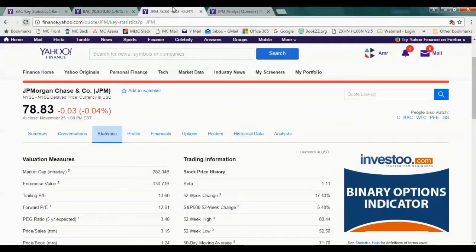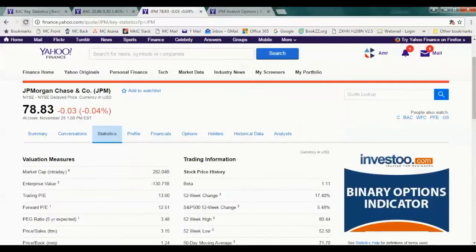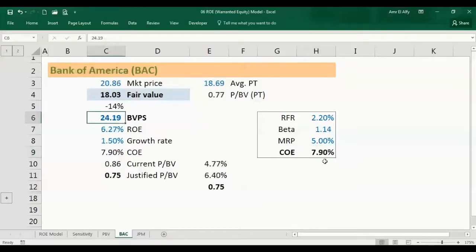Let's look at JP Morgan. Let's do the same thing for JP Morgan. Look up the stock, it's JPM. There's the market price, 78.83. You need to get the beta, it's 1.11. It's less risky than Bank of America. Again, you apply it. The cost of equity then is less than Bank of America because the beta is a bit lower. It's 1.11 versus 1.14, and that's why the cost of equity is 7.75, less than Bank of America's 7.9.